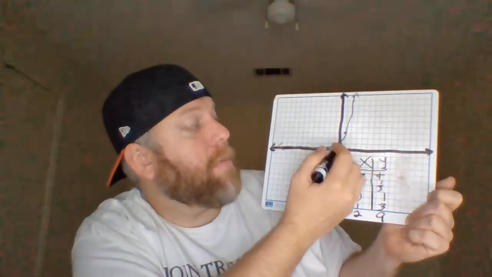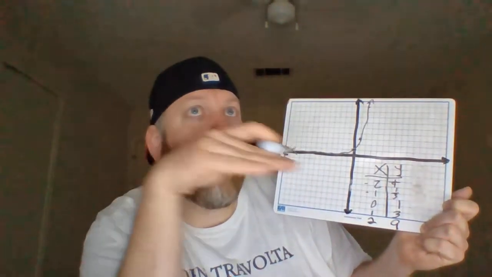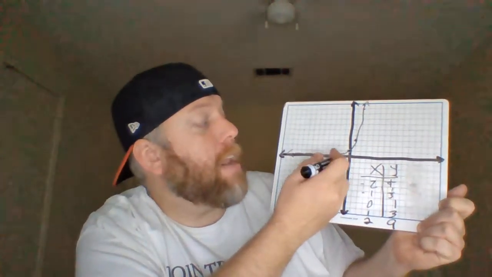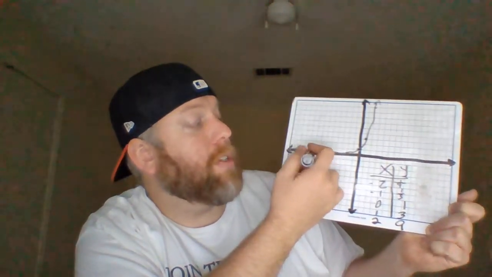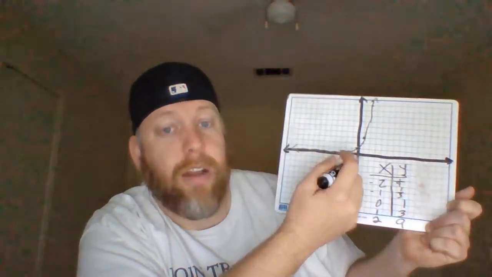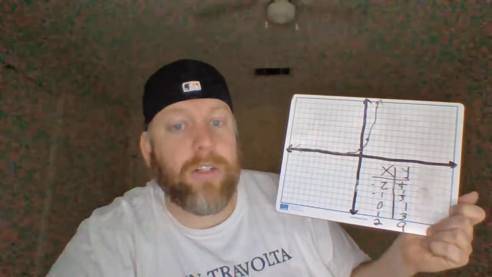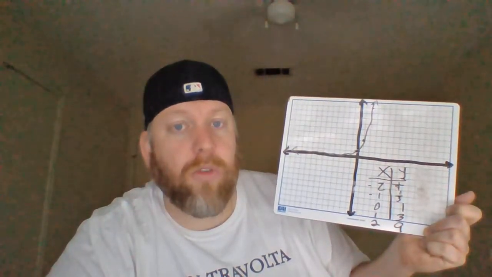Our y-intercept crosses right here at 1. And then our asymptote is what it approaches, but it never touches. And that is when y is equal to 0 on our x-axis. It approaches our x-axis, but it never touches our x-axis. Okay? I hope you understand that portion of it. I'm going to hit pause real quick, and then I'm going to move on to the next one.